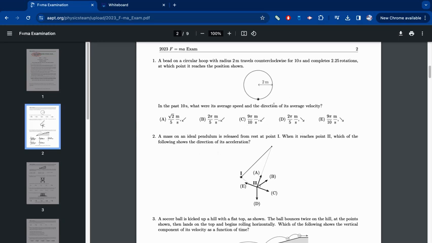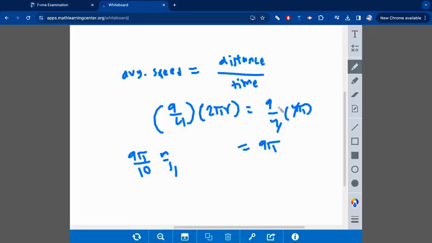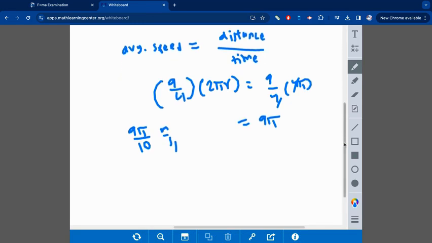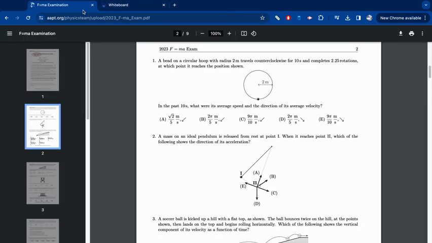And so the direction of its average velocity, well, you know that the distinction between average speed and average velocity is that average velocity is displacement over time. So if we look at displacement, we know that after two full rotations, so you know it starts from here, displacement's going to be 0 because it ends up at the same position.